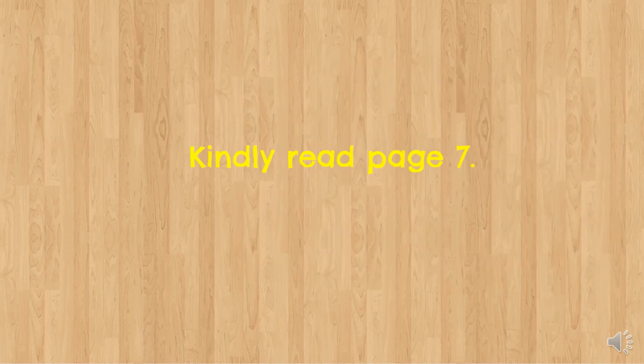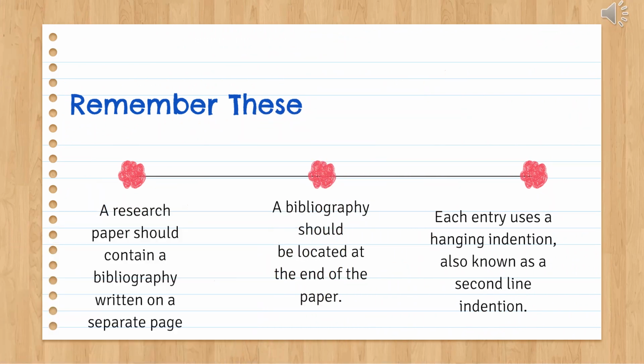Now it is your turn. Please read the meaning of bibliography on page 7. Great job! A research paper should contain a bibliography written on a separate page and should be located at the end of the paper. Each entry uses a hanging indentation, also known as a second line indentation.